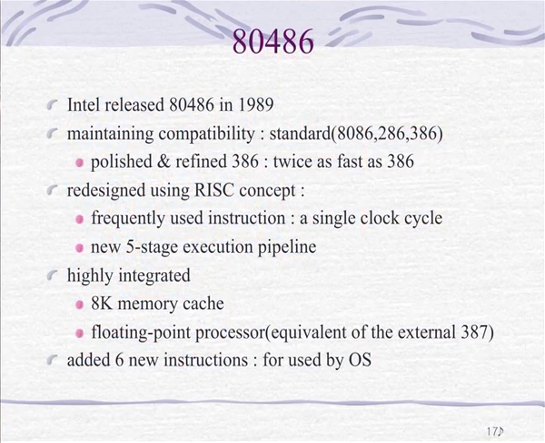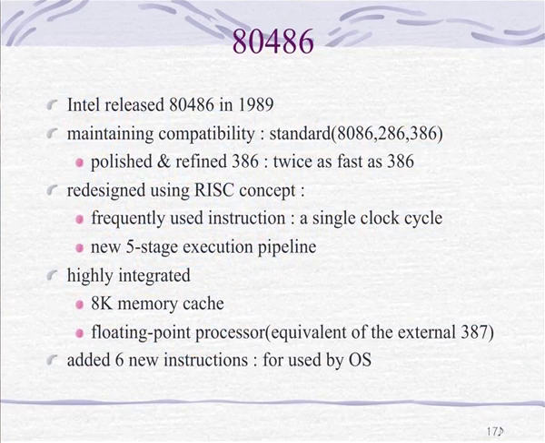After the 80386, the next processor that came into existence was 80486. Intel released 80486 in the year 1989, maintaining the compatibility standards, that is, it was compatible with 8086, 286 and 386. It was a polished and refined 386, and it was twice as fast as the 80386. It was redesigned using the RISC concept. Frequently used instructions took a single clock operation. It had a new 5-stage execution pipeline.